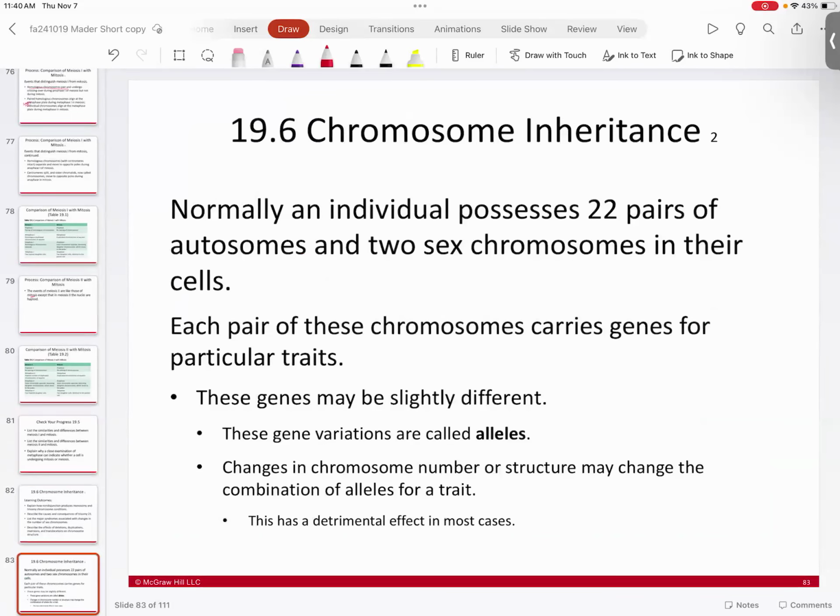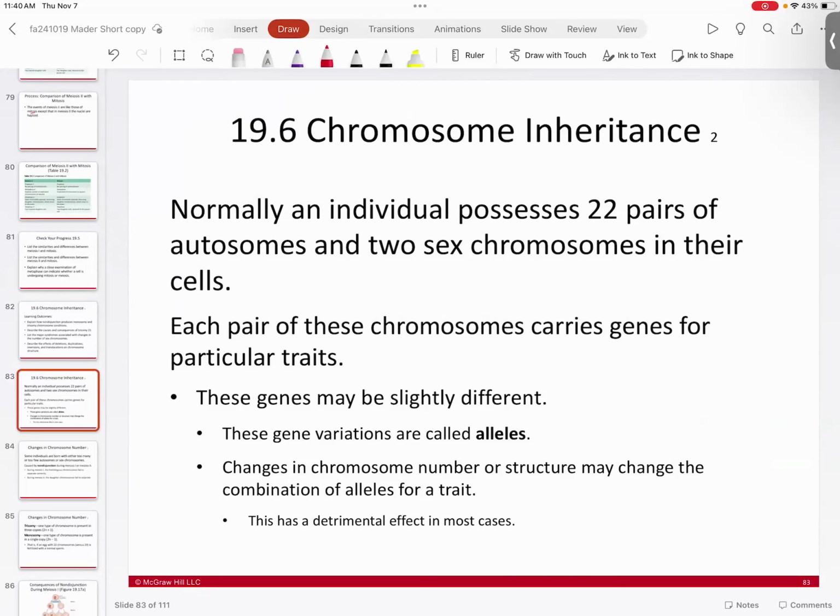Now, let's take a look at inheritance of these. So ultimately, an individual with 22 pairs of autosomes has 44 chromosomes, and they have the 2 sex chromosomes, either XX or XY, depending on whether they're male or female. And so each gene will have the traits that we necessarily need for the way we look, right? So for the color of our hair, the color of our eyes, things of that nature.